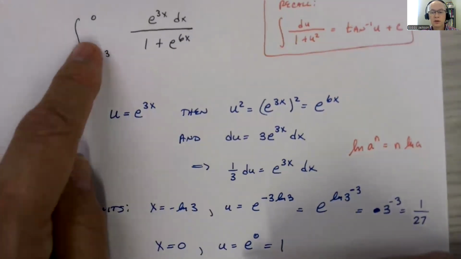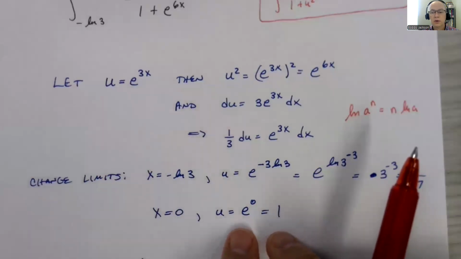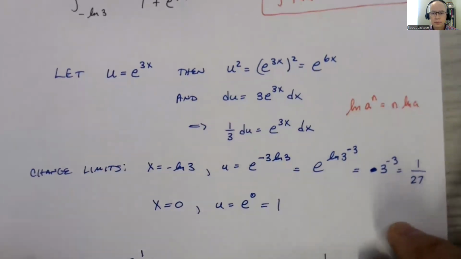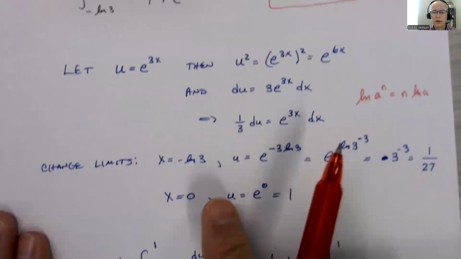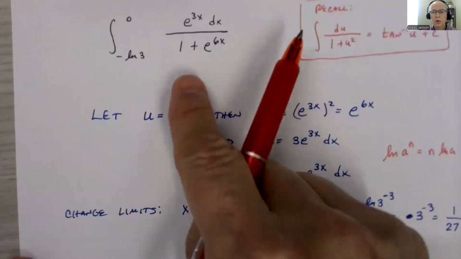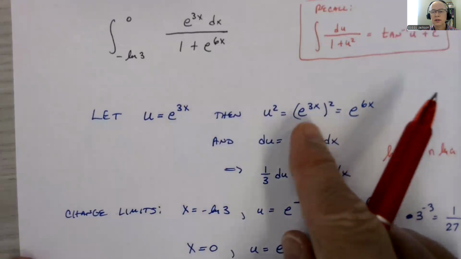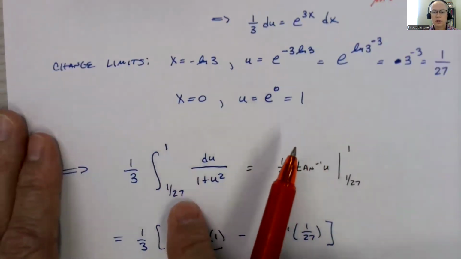The upper limit is 0 when x is 0. Plug in 0 there, I get e to the 0, which is just 1. That's easy. So the lower limit is 1/27th, upper limit is 1. And then I have up top e to the 3x dx, so that's 1/3 du. I'm going to pull that 1/3 out. There's my du. And in the bottom, 1 plus e to the 6x, e to the 6x is u squared. So that's 1 plus u squared. There are my new limits of integration.